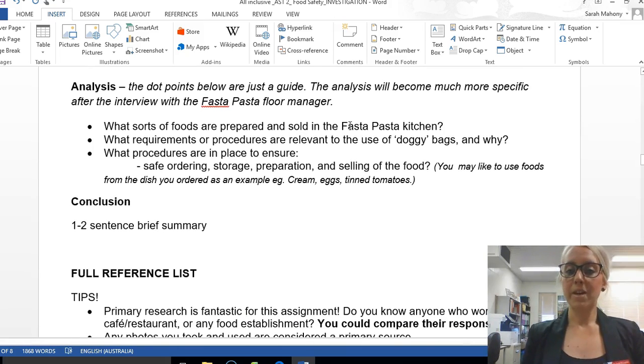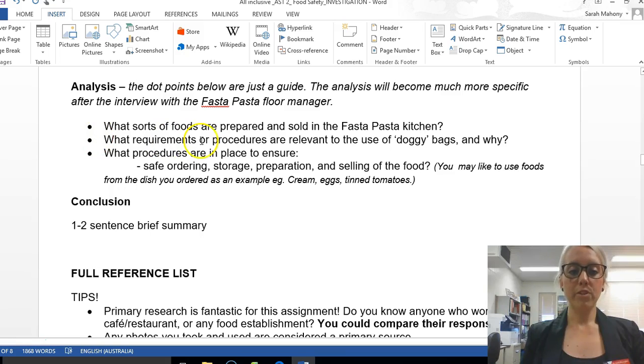So if they give information that doesn't fit under these headings but you would like to add it, please feel free to do so. If you find that one of these dot points is not covered in the excursion, feel free to exclude it also. Okay, firstly, here's some ideas. The sorts of foods that are prepared and sold from the Faster Pasta kitchen.